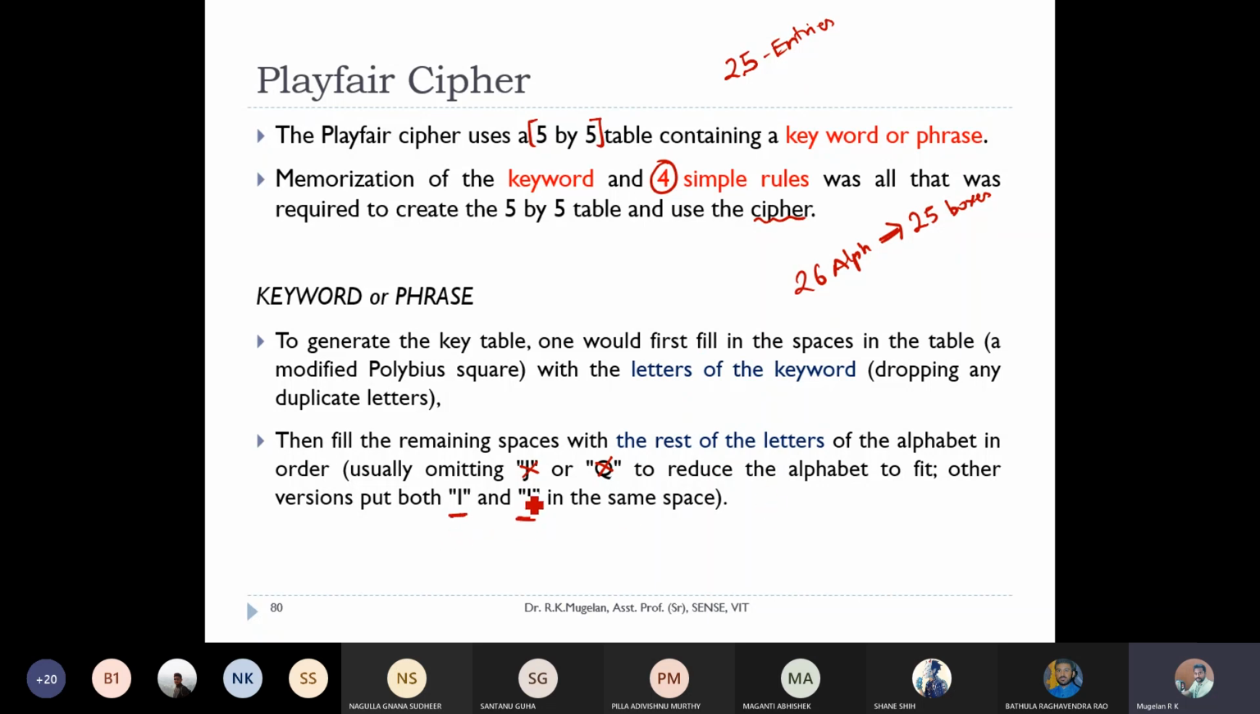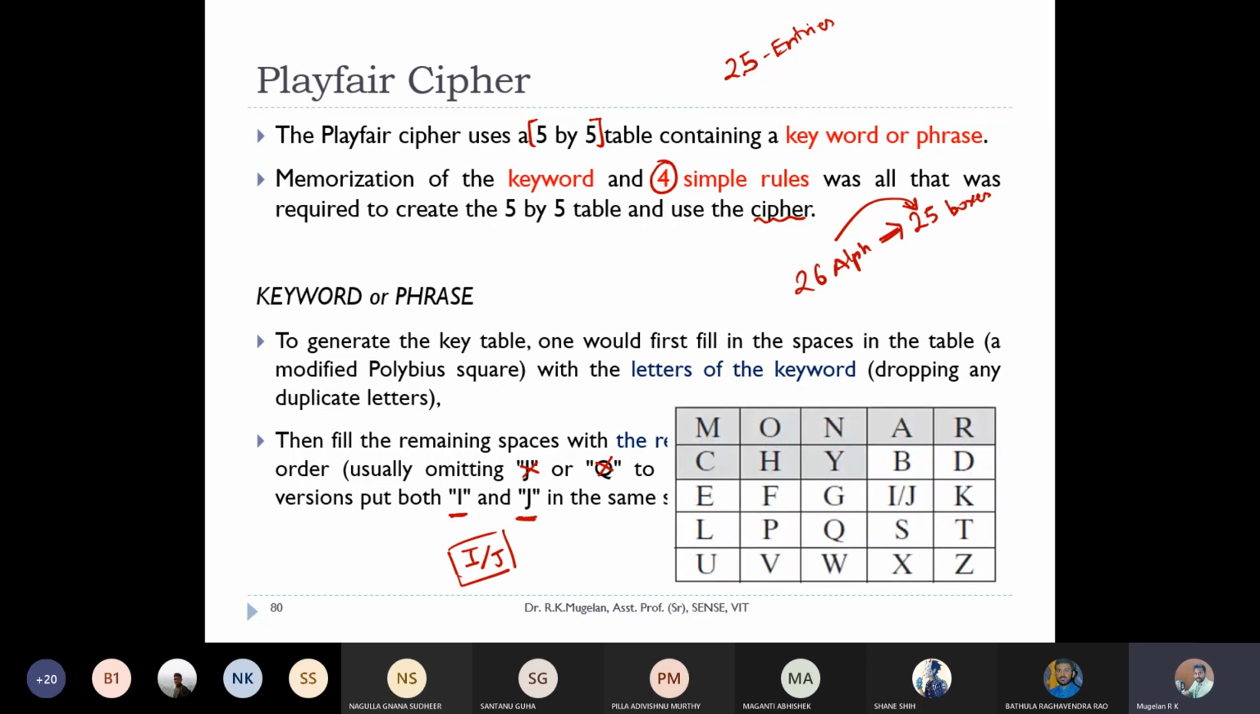As per our condition, generally used to solve in the examination point of view and course point of view, you'll be going with the second condition. Mostly we'll be using I and J in a single box itself. Whatever rule you are going to follow, it should be intimated to the receiver also. So this is one way of placing the 26 alphabets inside these 25 boxes. Now we'll see how these 25 boxes are going to be filled.